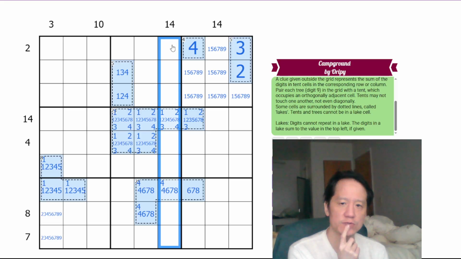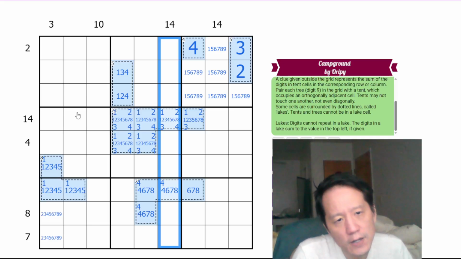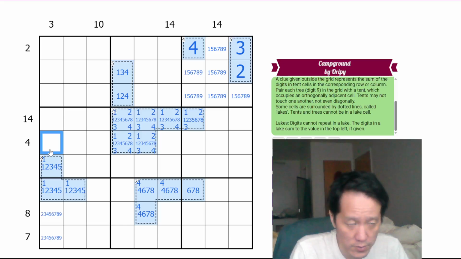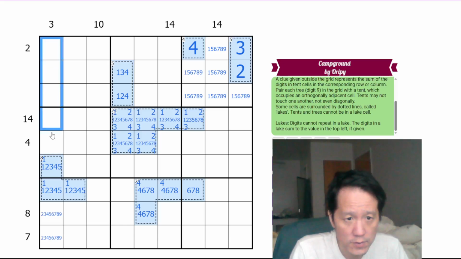Tents may not touch one another, not even diagonally. Oh. Huh. Okay. That's interesting. So if this were 3 here, what would that mean? So this is 3.